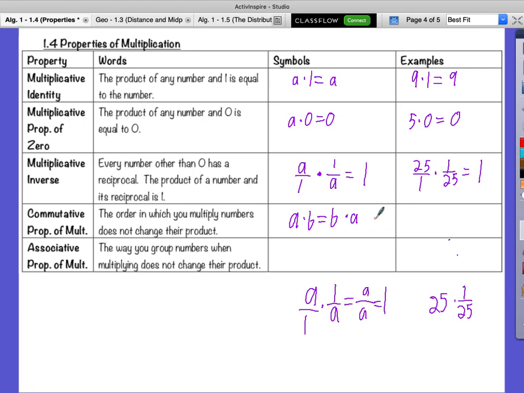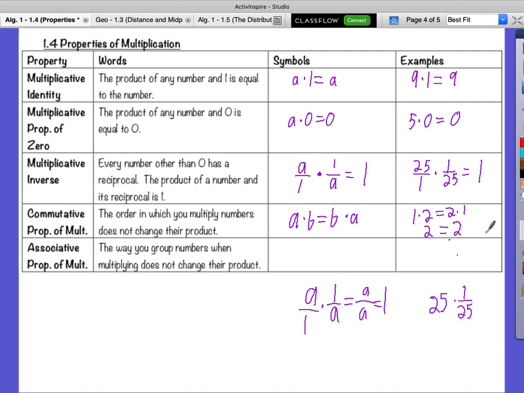Okay, who wants to give me an example with numbers? Okay, go ahead, Cheyenne. 1 times 2 is the same thing as 2 times 1. Okay, what is 1 times 2? 2. What is 2 times 1? 2. Hey, is 2 the same thing as 2? Whoa! Boom! Okay, it is the same thing. The order in which we multiply does not matter.